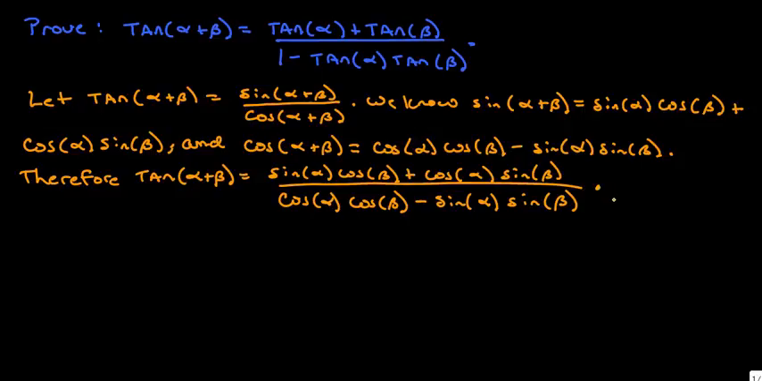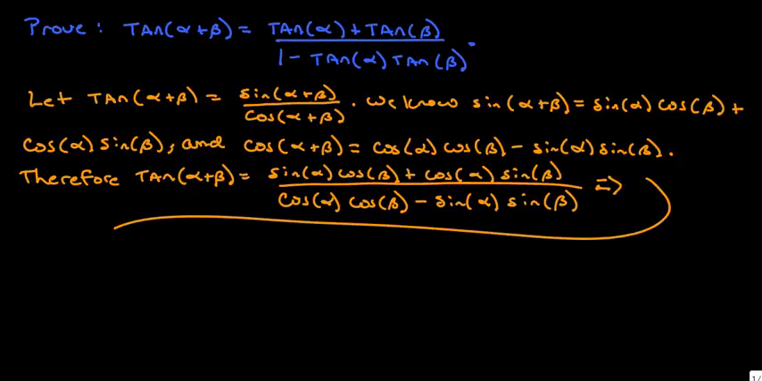Now, if we divide every term by cosine alpha cosine beta, we get the following. So this guy is also equal to, I'm going to put this on the next line. So I'm going to divide everything by cosine alpha cosine beta. I'm going to divide everything by this guy. The reason I'm going to do that is because I want this first term to be equal to 1. So if I divide it by that value, I'll get 1 there.